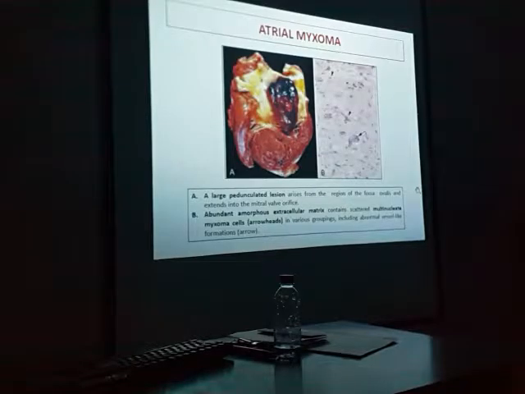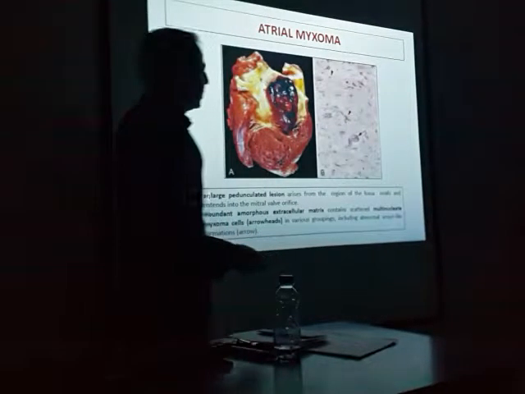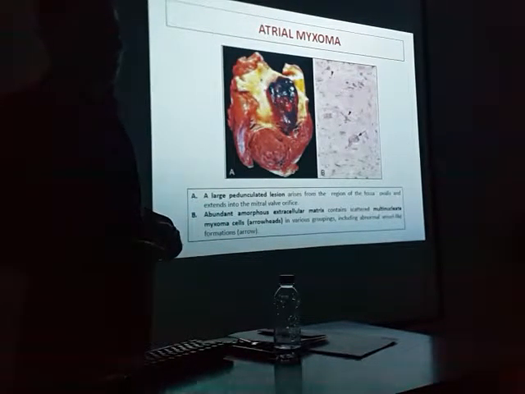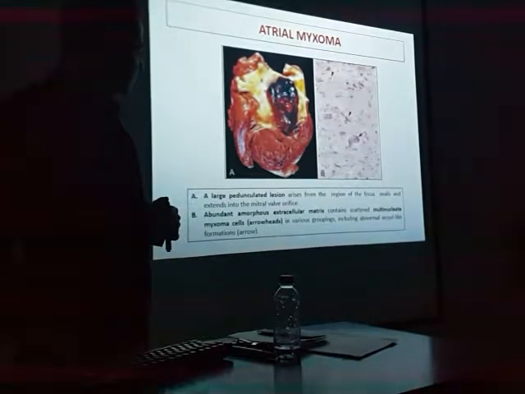So in an amorphous matrix, which is pinkish blue in color, you will find giant cells and vessel-like things. Okay, these are not true vessels. These are vessel-like formations. So this is the atrial myxoma you will find. These are big, large masses.